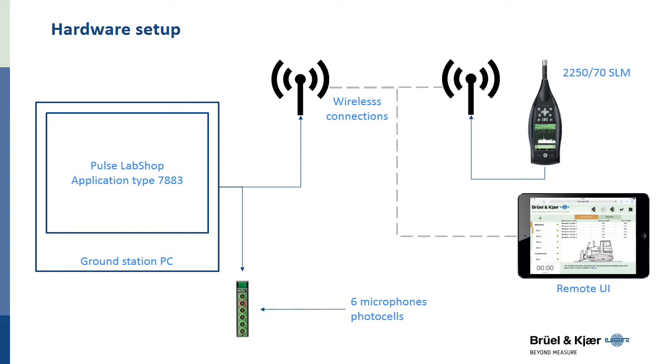The hardware setup used with 7883 consists of a ground station PC which runs the PULSE LabShop application and is connected to the PULSE front-end, 6 microphones, a 2250 or 2270 sound level meter, and a tablet which provides a web UI for controlling the measurement from the machine cabin. Communication between the sound level meter, tablet, and the ground station PC is established by using a Wi-Fi connection.